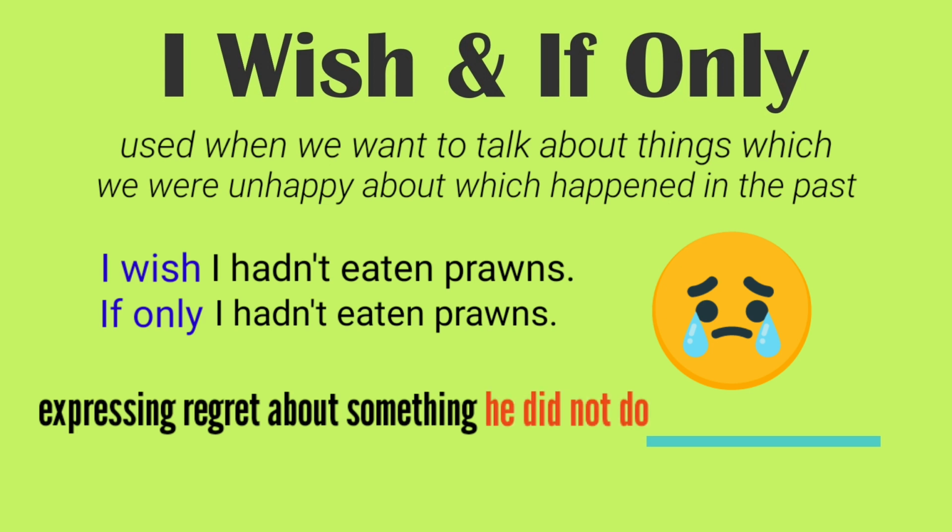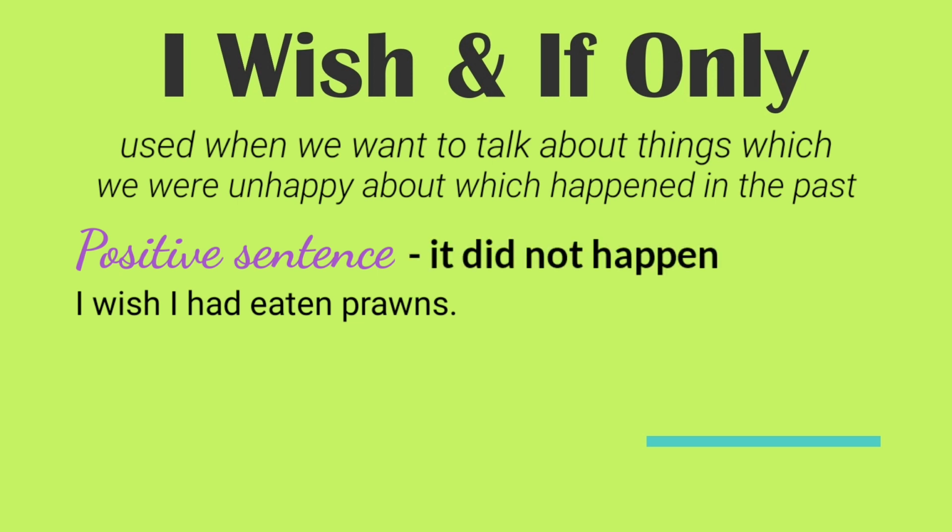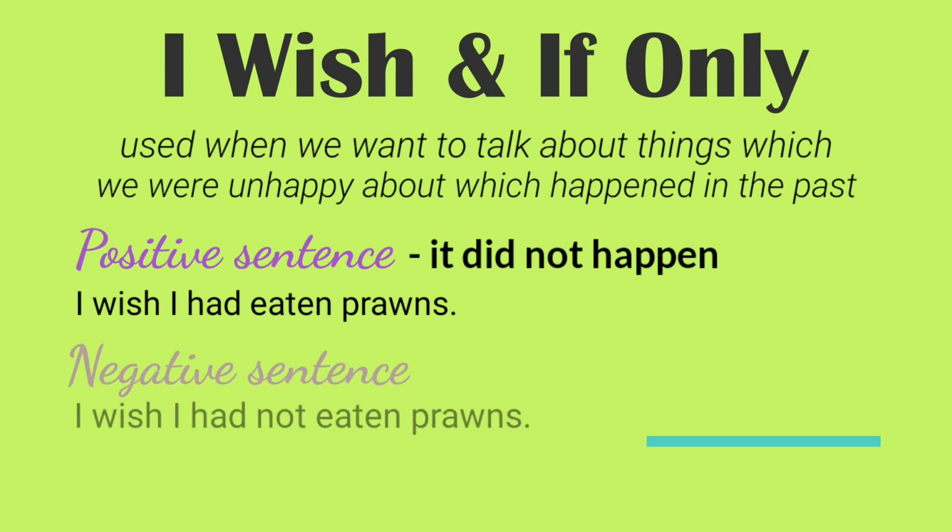To express something we did not do, you can simply remove the word not in these two sentences. So it'll go like, I wish I had eaten prawns. Or, if only I had eaten prawns. You're regretting the fact that you did not eat prawns, maybe last night, because there may be no more left for you to eat. To sum up, a positive sentence tells us that something did not happen, whereas a negative sentence tells us that something happened.